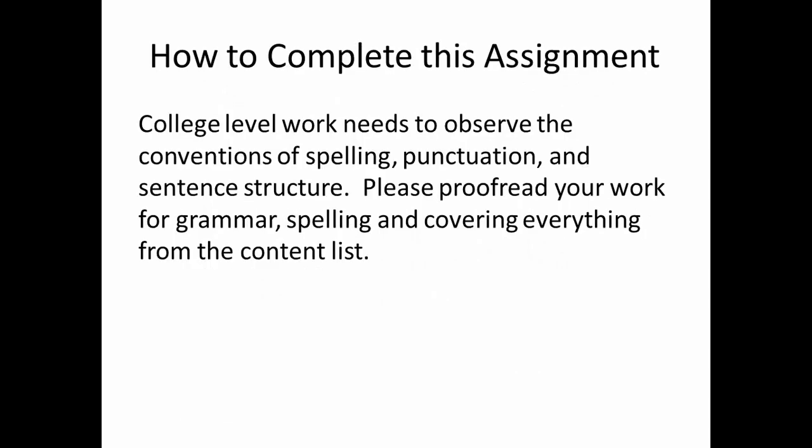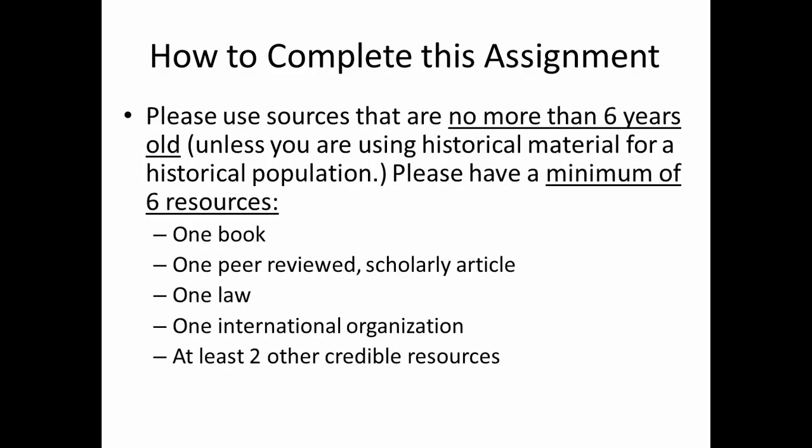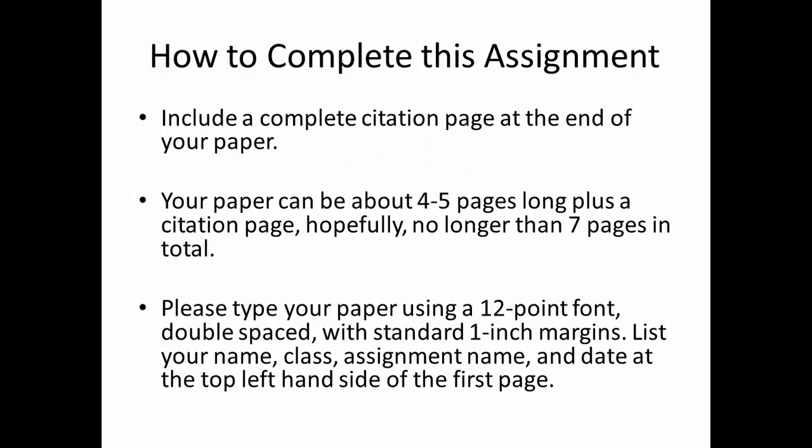College-level work needs to observe the convention of spelling, punctuation, and sentence structure. Please proofread your work for grammar, spelling, and covering everything from the content list. You can also take your paper to the Writing Center. Please use sources that are no more than 6 years old unless you are using an historical material for an historical population. Please have a minimum of 6 resources: a book, 1 peer-reviewed scholarly article, 1 law, 1 international organization, and at least 2 other credible resources. Include a complete citation page at the end of your paper.